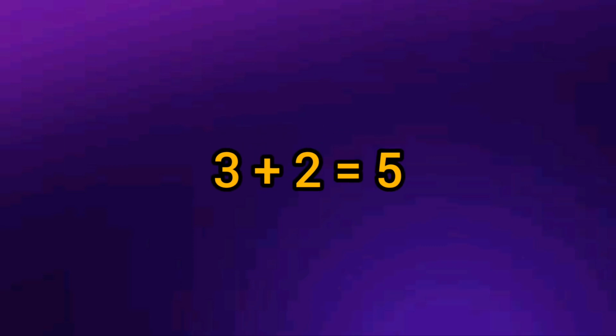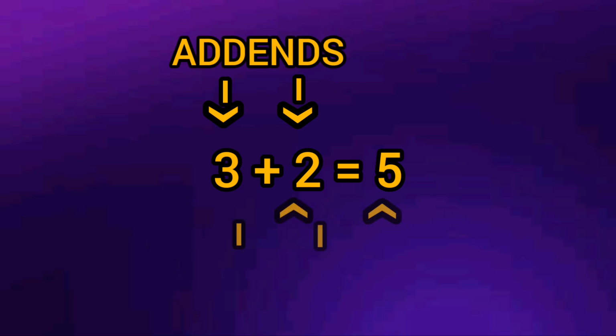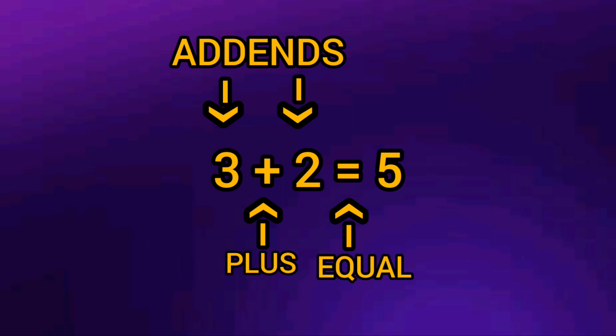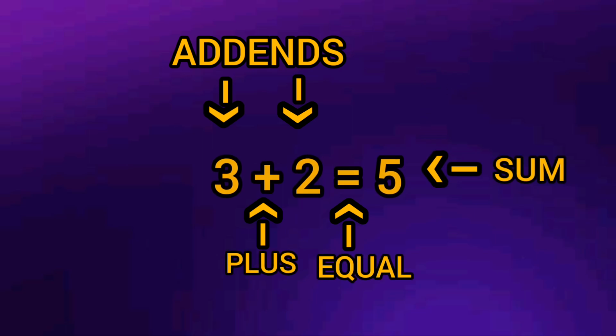Okay, now let us go to the next level of addition, which is parts of addition. Here is an example. 3 plus 2 is equal to 5. 3 and 2 are participating in the problem, so they are known as addends. The signs used in the problem are plus and equal. Finally, the answer you get is called the sum.